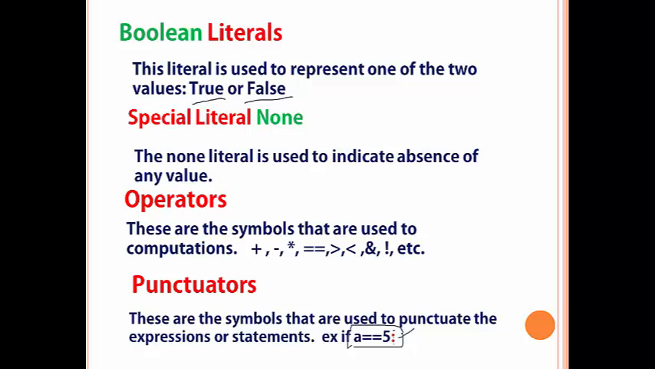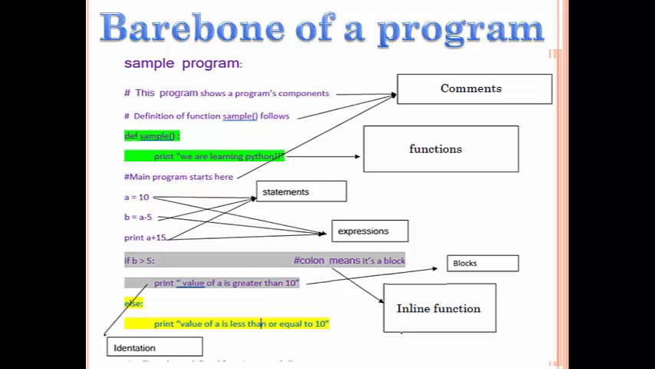So these are the keywords we have learned. First of all, it was your keyword, then comes your identifier, then comes your literal, then your Boolean literals, and a special literal, operator and punctuator. After this, we are moving further and having a look at the bare bone of the program. Bare bone of a program means the structure of the program. Whenever you write a program, what does your structure look like?